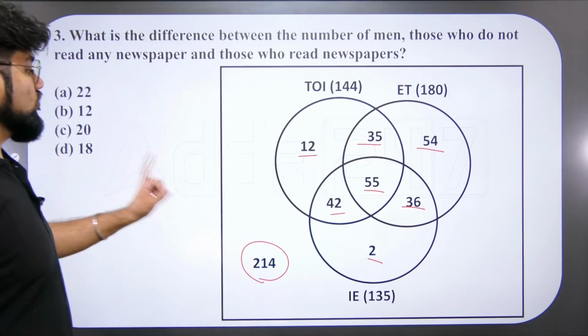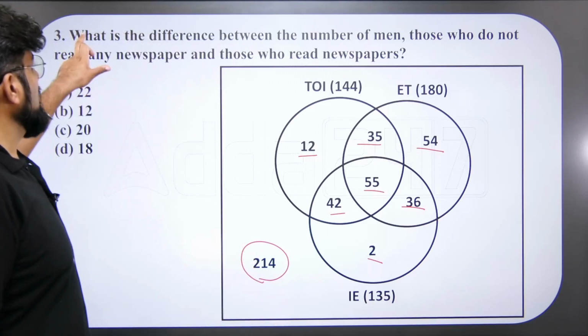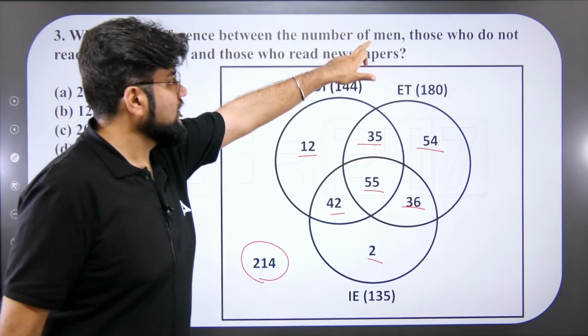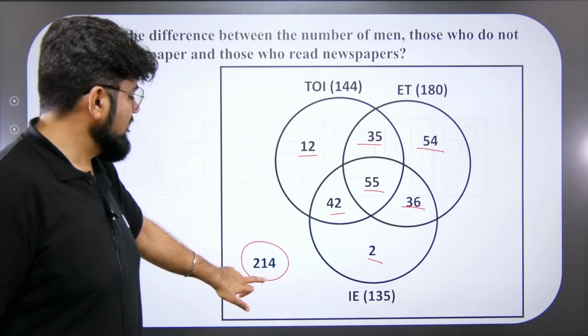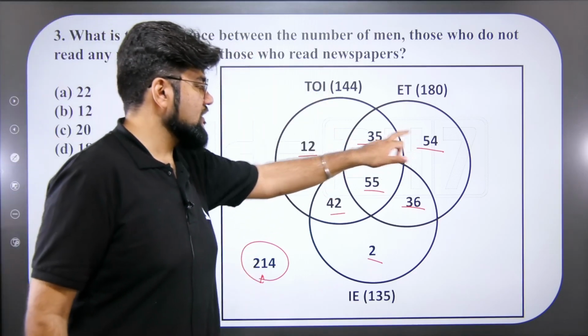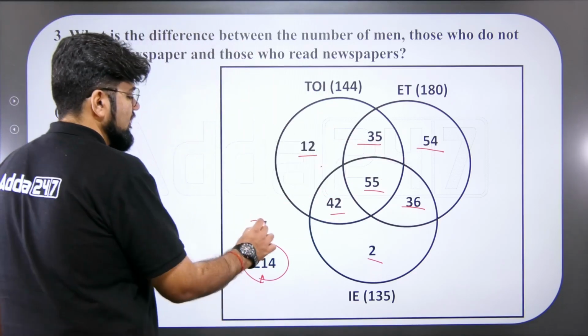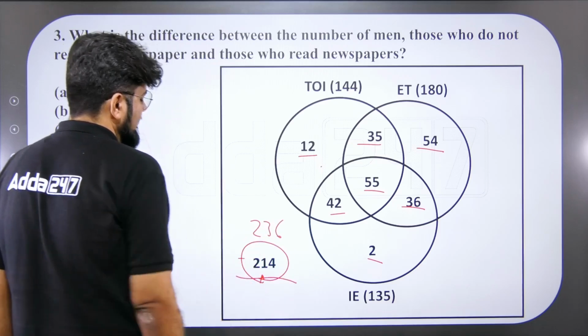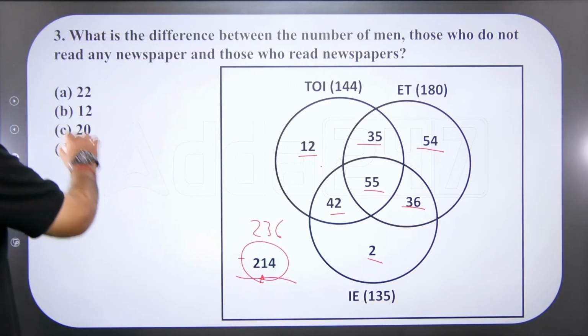Your question is asking you not how many don't read. The question is asking you, what is the difference between the number of men, those who do not read any newspaper, and those who read newspapers? So the sum of all these is 236. Basically, you just have to subtract these two and get your correct answer, which is 22.